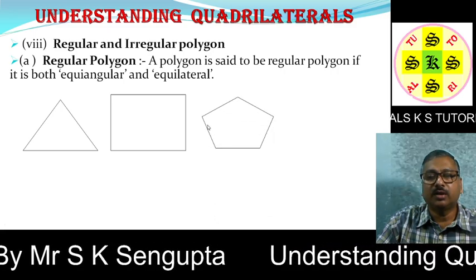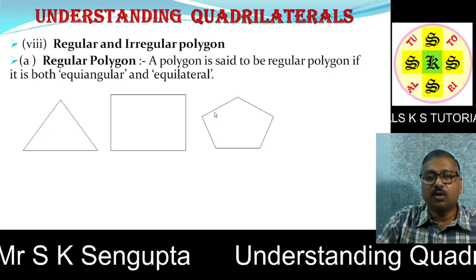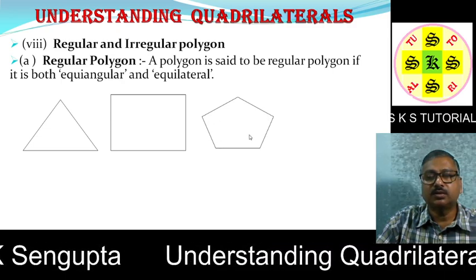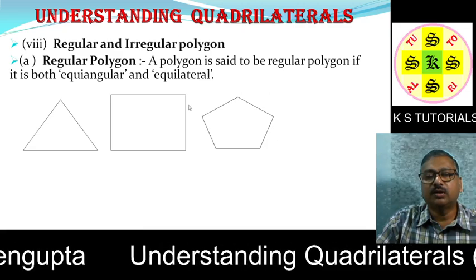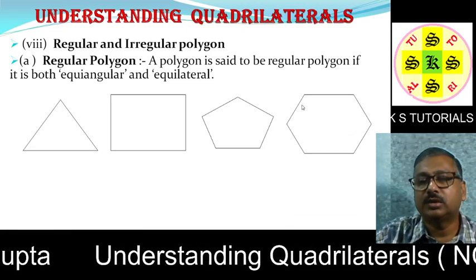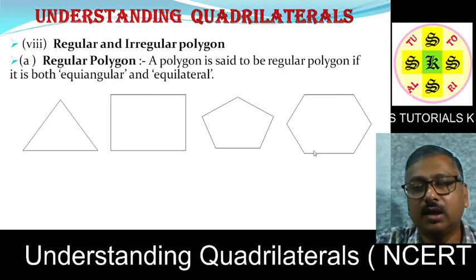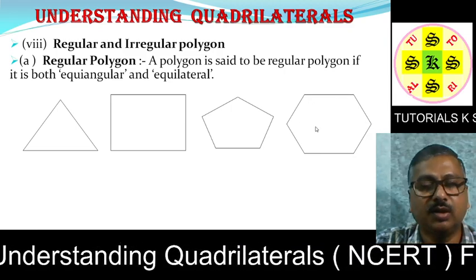Now this is a pentagon. So this is a regular pentagon. All angles should be the same measurement and all sides should be the same measurement. So then only these are regular polygons. Now this is a hexagon, a regular hexagon. All angles look equal and all sides are of equal measurement.